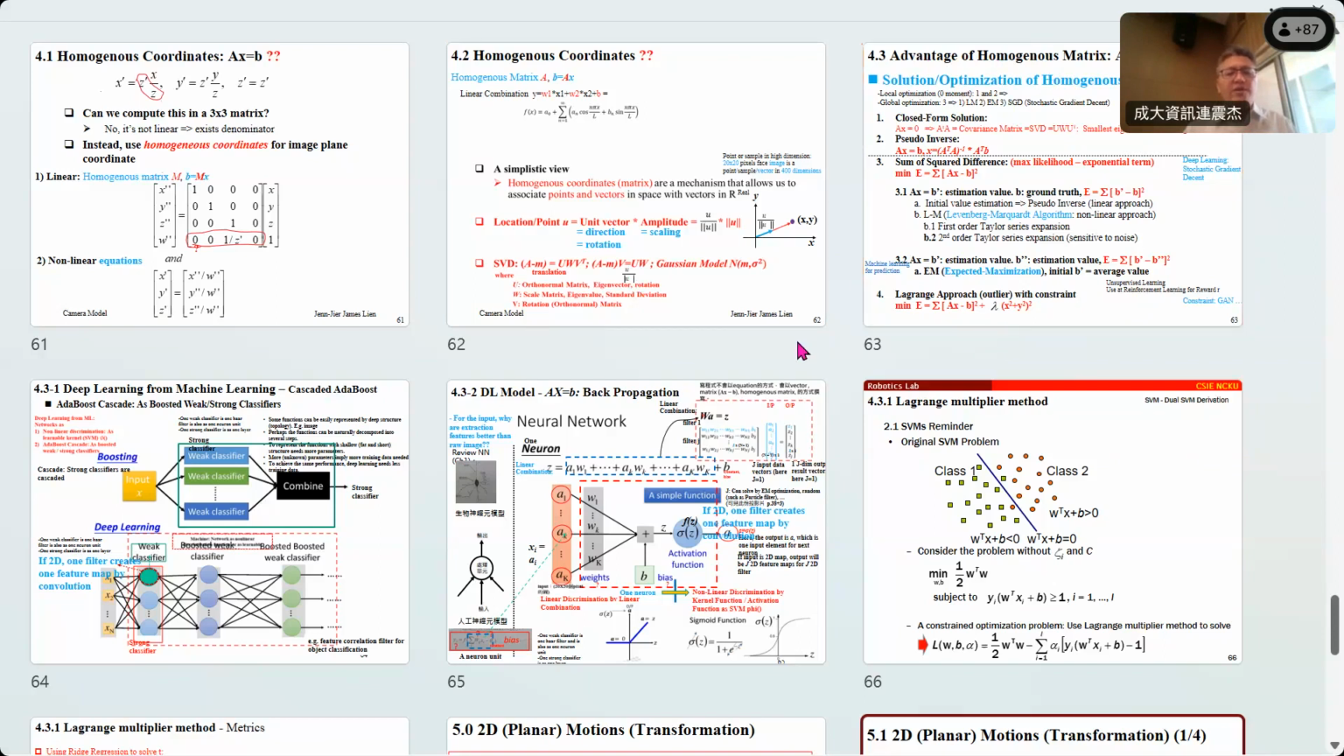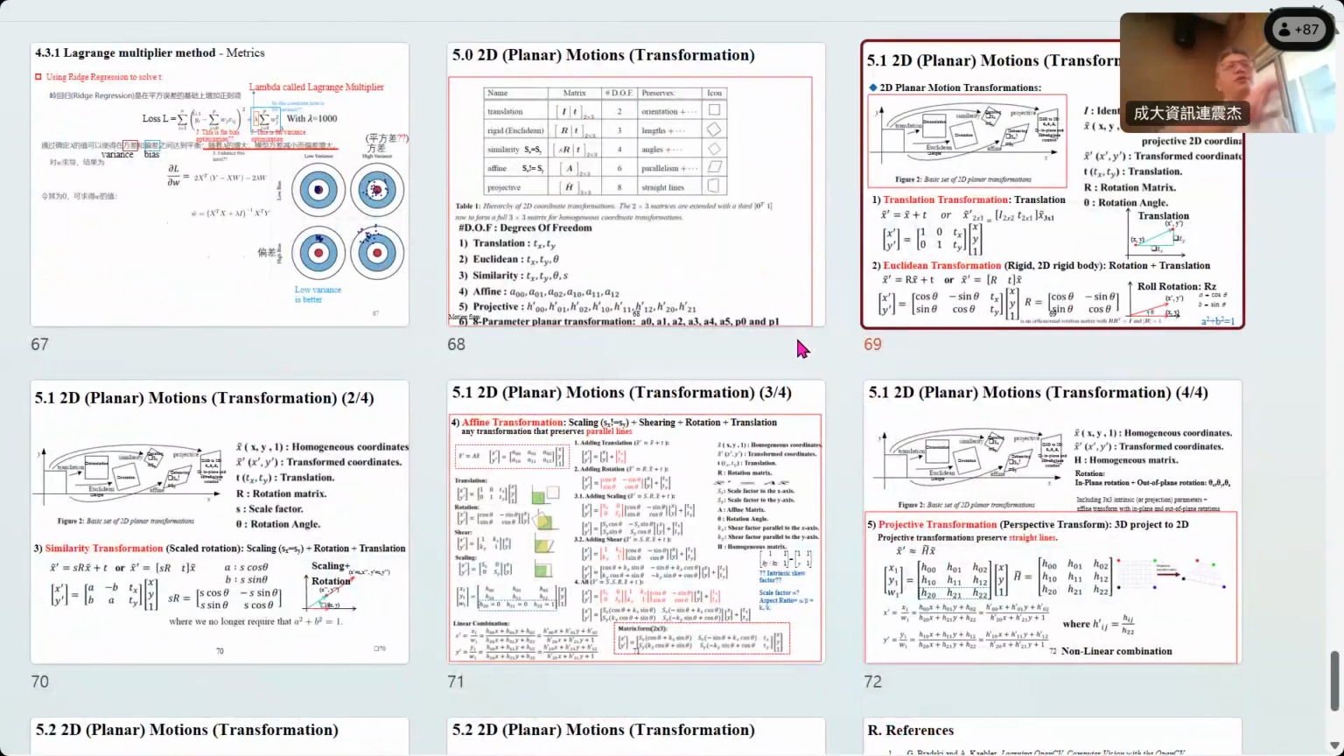And then finally, except the camera modeling, what's the application of camera model? We call it motion transformation or geometric transformation. You have only two kinds of transformation. One is the affine transform. The other is the perspective projection transform. So usually two types of transformation.